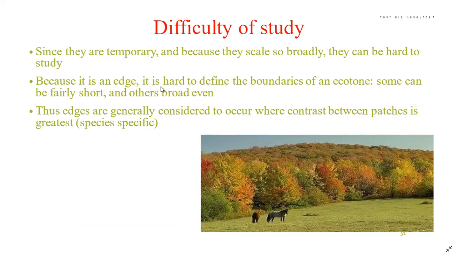Because it is an edge, it is hard to define the boundaries of an ecotone. That is why it is called an ecotone, as we have read. If it had a boundary, it would be called an edge. Some can be fairly short, others can be broad, as we saw in that tree example, the four diagrams. Edges are generally considered to occur where contrast between patches is greatest. In reality there is no sharp edge, but for our study, if variation is greatest, we will consider that as the edge.